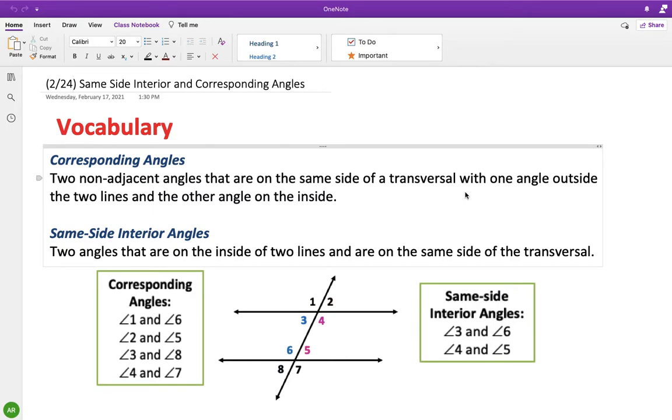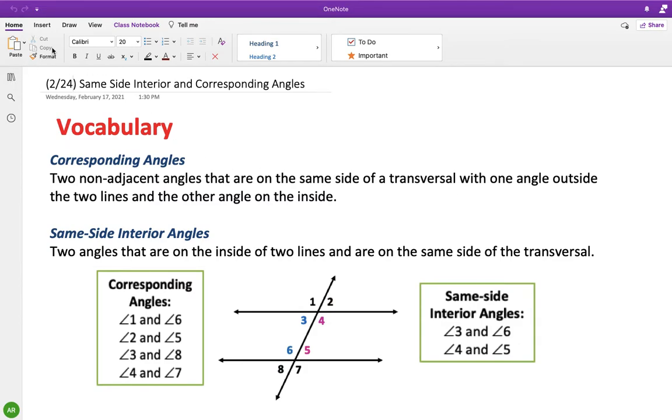Today I'm going to talk about two other angle relationships that you'll find within a transversal and a coordinate plane. The first one is corresponding angles. Corresponding angles are two non-adjacent angles that are on the same side of a transversal with one angle outside the two lines and the other angle on the inside.